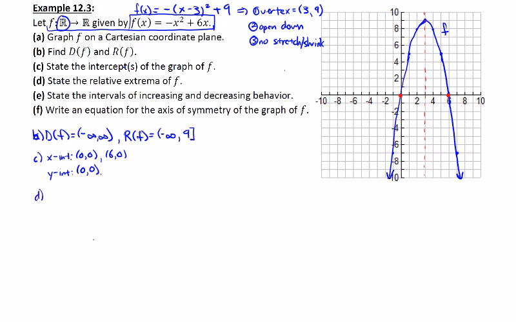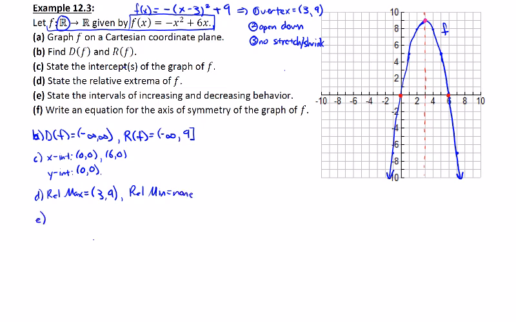Part D takes us to stating the relative extrema. There is one point on here that counts as a relative maximum, and that would be the vertex. Vertex is a very important point. So we do have a relative maximum located at 3, 9. In terms of relative minimum, I would say there is none.